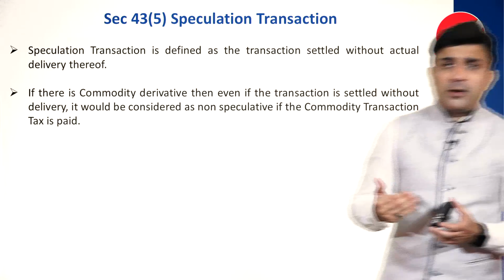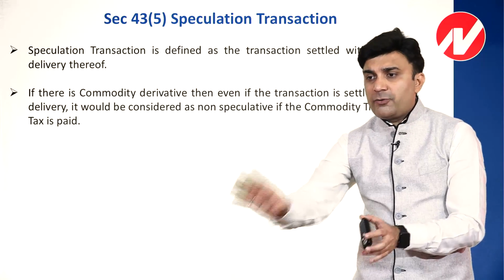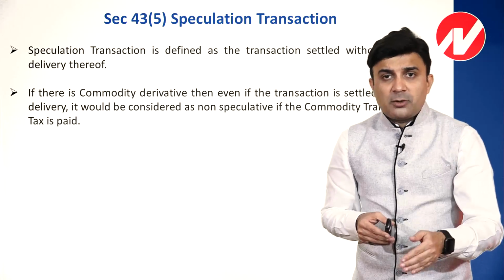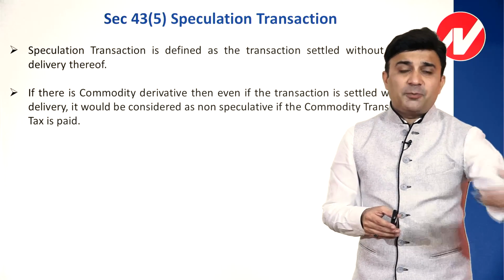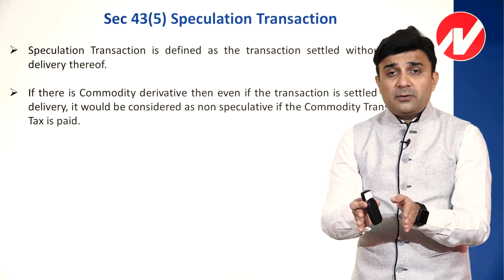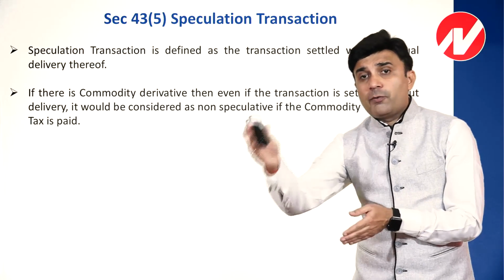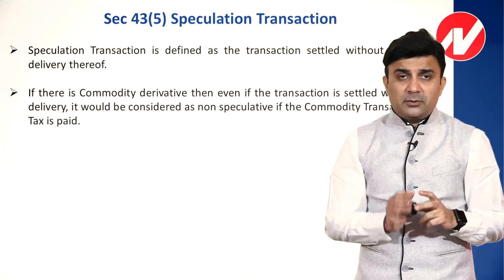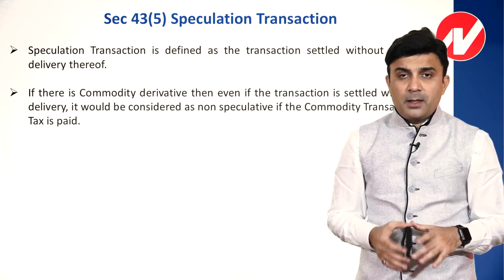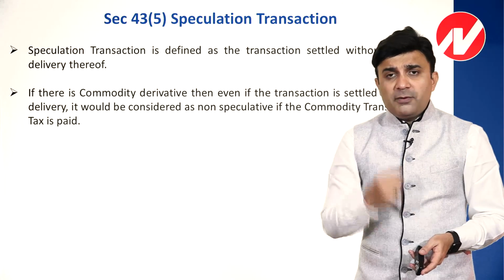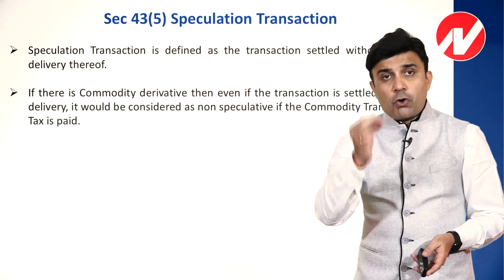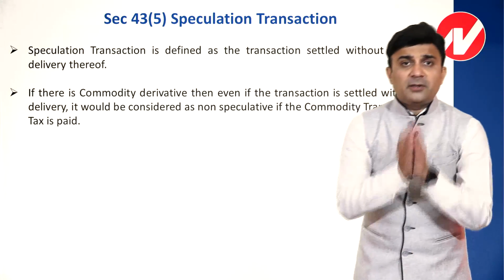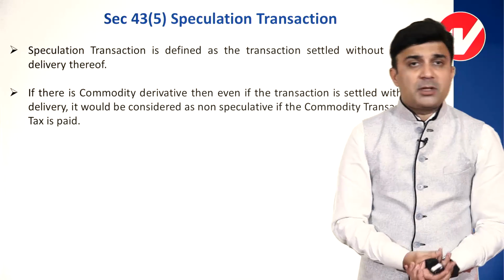The reason being, you people are aware, friends, that speculation loss can't be set off against business loss. If there is business loss, it can be set off against business income as well as speculation income. If there is speculation loss, it would be carried forward only for 4 years. If it is business loss, it can be carried forward for 8 years, both subject to in-time return. Now, even if the delivery is not taken in stock derivative or commodity derivative, it won't be considered as speculation, it would be considered as normal business only.